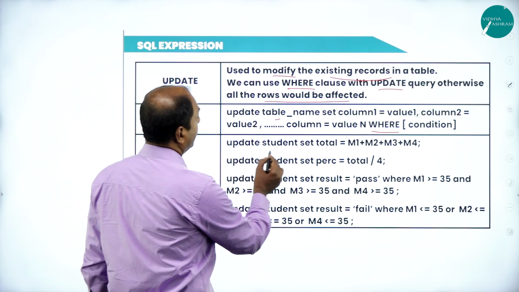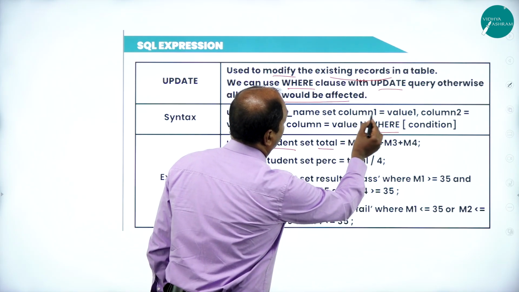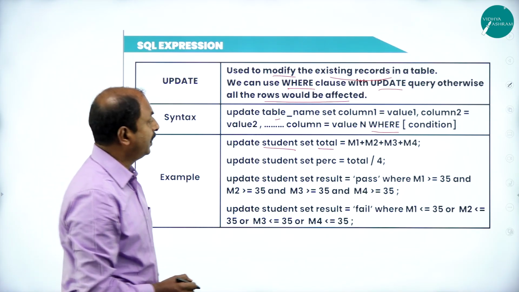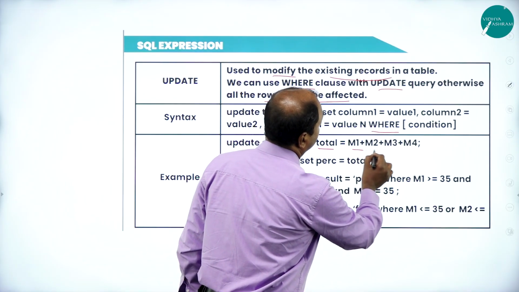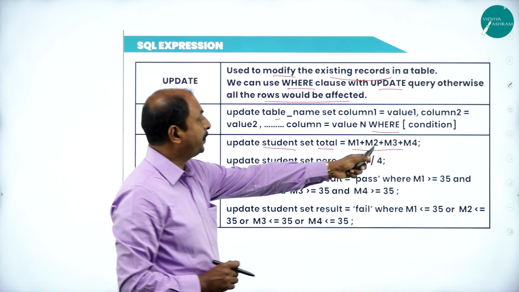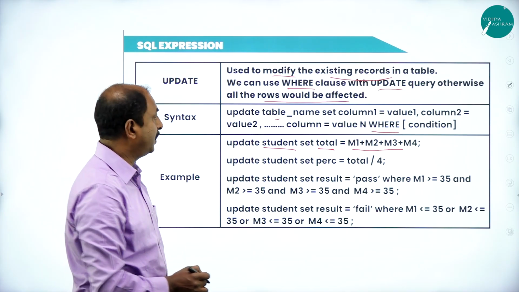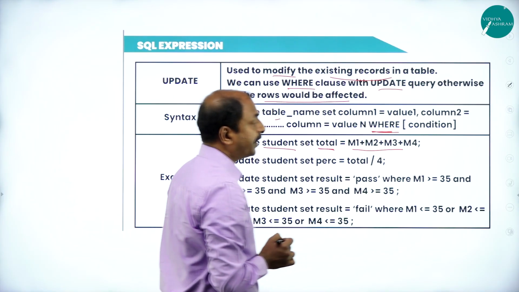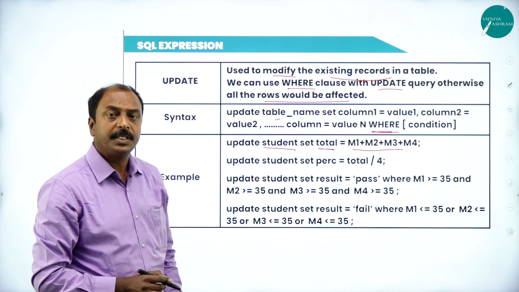So here update student, this is the table name, set total, this is the column 1. So in this example we are going to update the total. So total is one column. So here total equals, this is the formula. So in this example, we are going to update the total field or attribute of a record. And here, please note down, we have not used where clause, so it's going to change or update the total for all the records in a table.